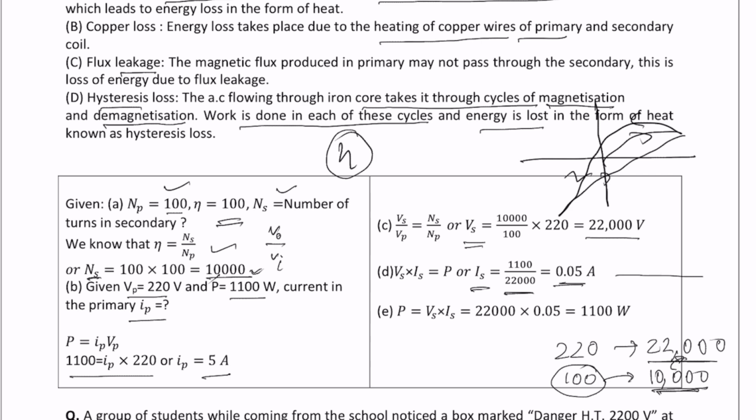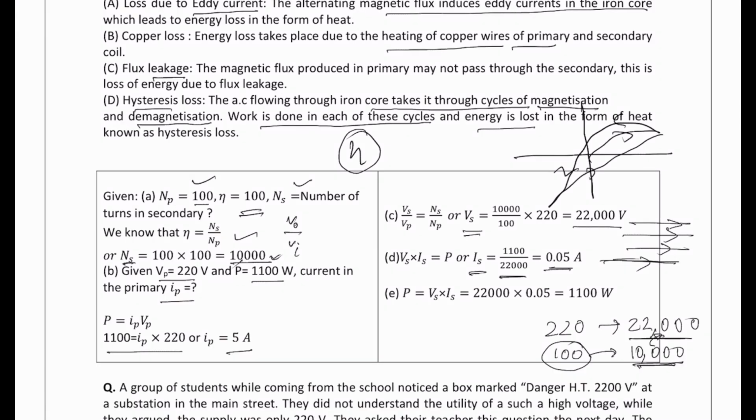So such a low current passes through the transmission line. It will still consume heat, but very little heat, correct? So remember, when current flows through our high tension transmission wire, the voltage is very high but the current is very low. While solving this question, you must realize this, correct? So P is equal to Vs into Is. The voltage across the secondary is 22,000, the current is 0.05, so we get 1100 watt, correct?